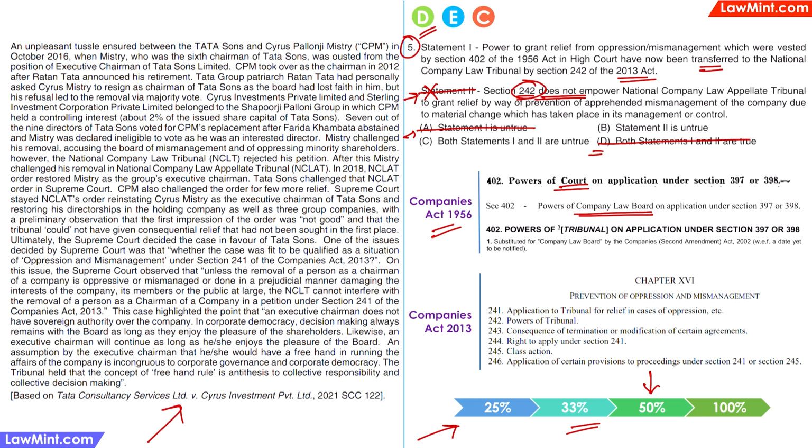And after 2002, the CLB was replaced with the Tribunal. So the Companies Act of 1956 already empowered the Tribunal, and this was not done by the Companies Act of 2013. Since both 1 and 2 are incorrect or untrue, the correct answer here is option C.